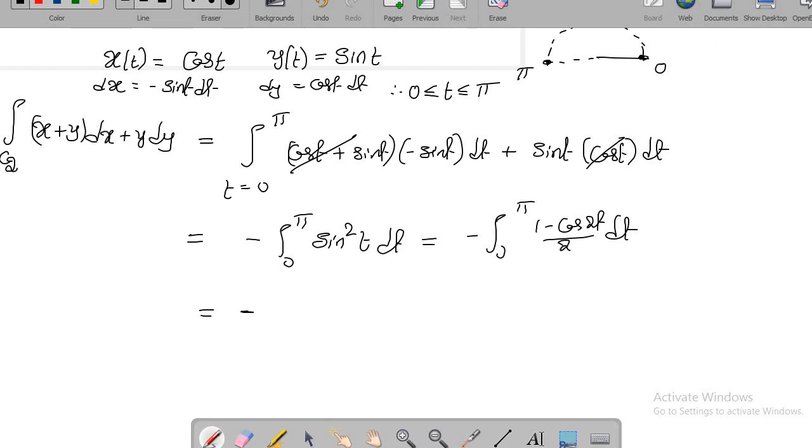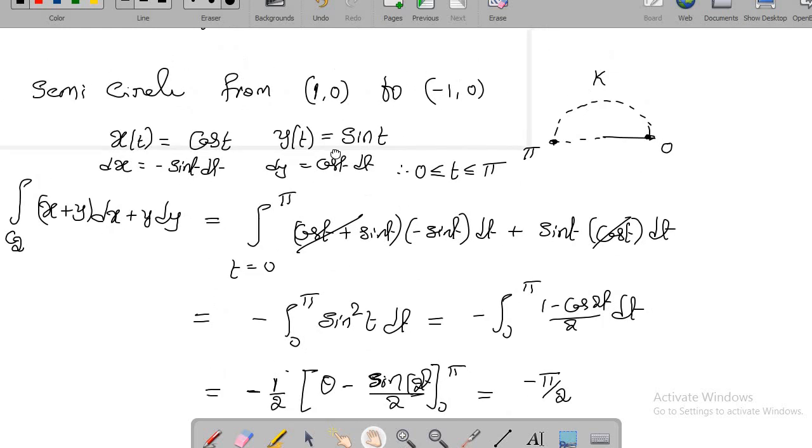When you integrate, negative 1 by 2, this is t, minus sine of 2t by 2, limits are from 0 to pi. So when you plug in the limits, you get negative pi by 2. So this is the answer.